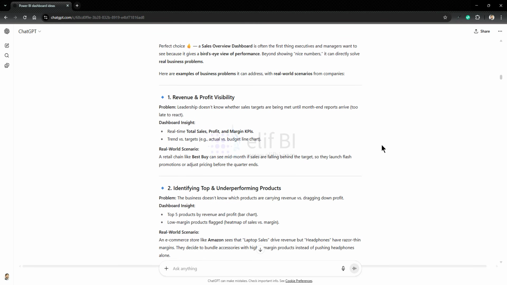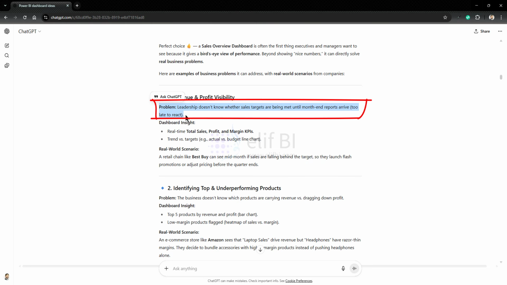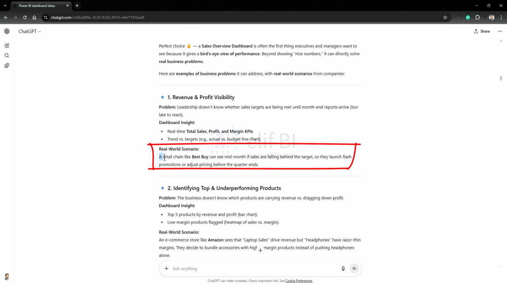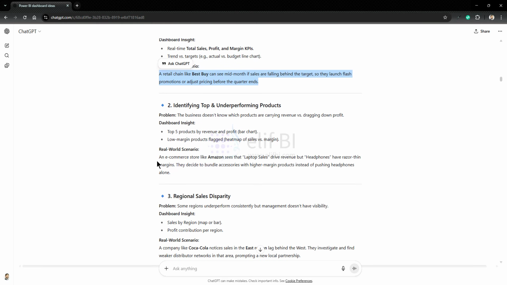And the structure that it follows is that it tells me about the problem, that is basically the question, I can say, or the business problem that we have, the dashboard insight, some of the insights that the dashboard can offer, and then the real world scenario where it is giving me some examples from real companies where I can apply these kinds of solutions.